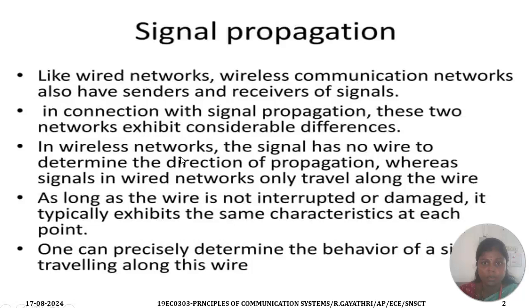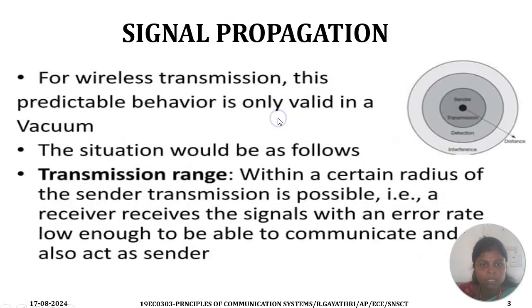Like wired networks, wireless communication networks also have senders and receivers for communicating. In connection with signal propagation, these networks exhibit considerable differences. In a wireless network, the signal has no wire to determine the direction of propagation, whereas in a wired medium, the signals can travel along the wire. As long as a wire is not interrupted or damaged, the signal will be transmitted. One can precisely determine the behavior of the signal traveling along this wire. For wireless transmission, the predictable behavior is only valid in a vacuum.